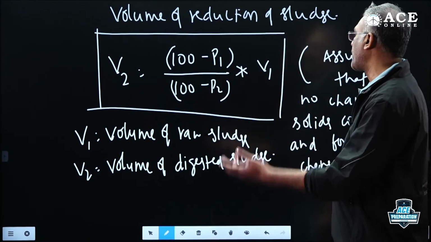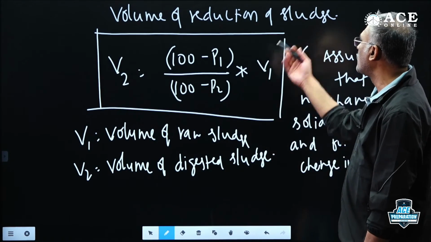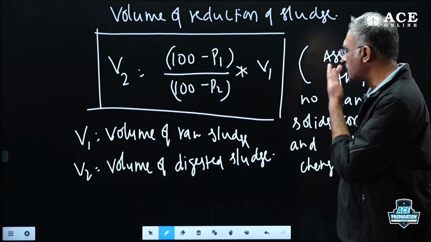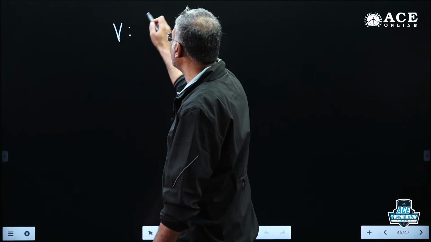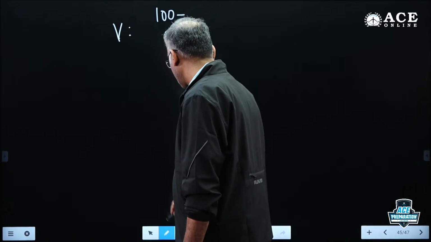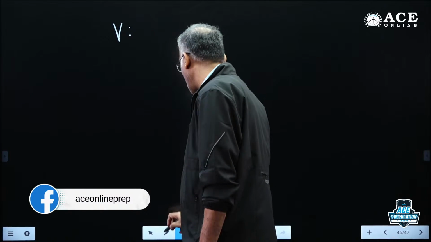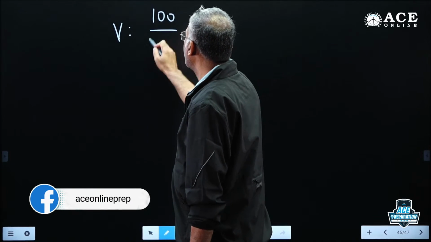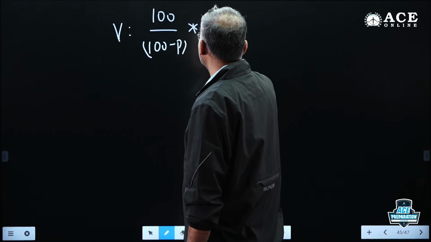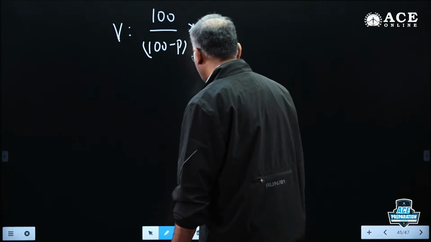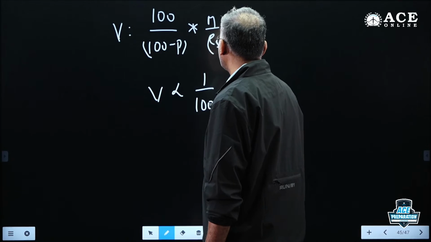Actually V2 and V1 separately you can find out, but we try to link V2 and V1 to find out volume reduction of the sludge. How does volume change? Normally the volume formula is V equals 100 by (100 minus P) into M by rho sludge. Moisture content of the sludge, volume is inversely proportional to 100 minus P, right?